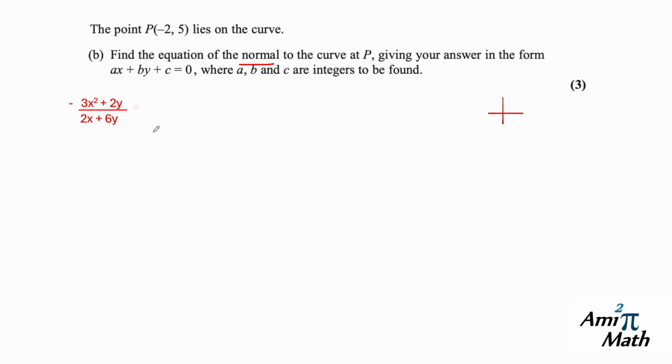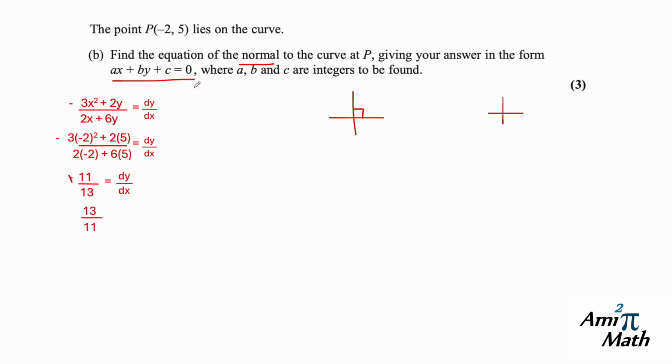So we're going to bring in the dy/dx we figured out last time, and then we substitute -2 where the x is, and 5 where the y is. Doing this gives us -22/26, which can be simplified to -11/13. And this is the gradient of the curve at this point, but because it's the normal, which is a perpendicular line, we need to find the gradient of the normal. We do the negative reciprocal, which would be 13/11. The negative cancels out.